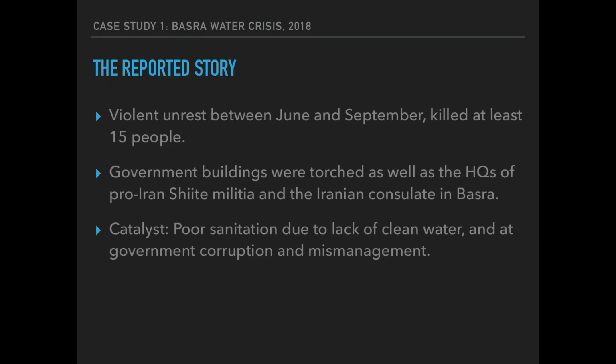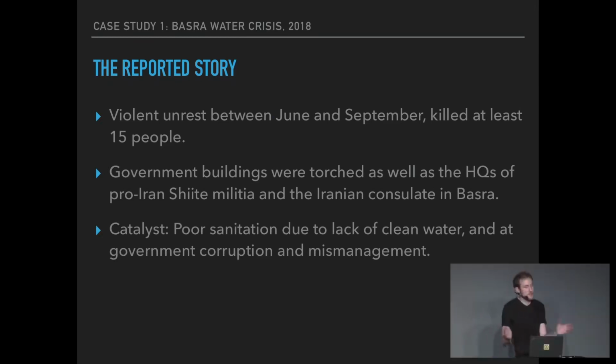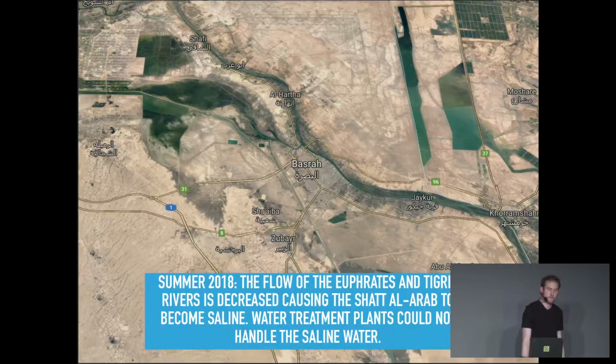It's a predominantly Shia city. During this unrest, government buildings were torched, as well as the HQs of pro-Iran Shia militia and the Iranian consulate in Basra. We'll get on to why particularly Iranian areas were targeted a bit later in the presentation. And finally, the catalyst for these riots or protests was allegedly poor sanitation due to a lack of clean water and government corruption and mismanagement.